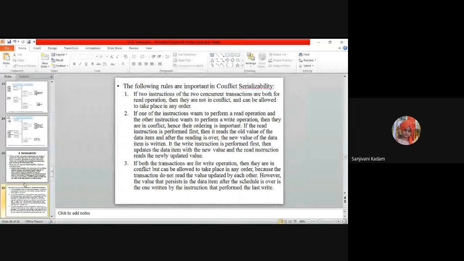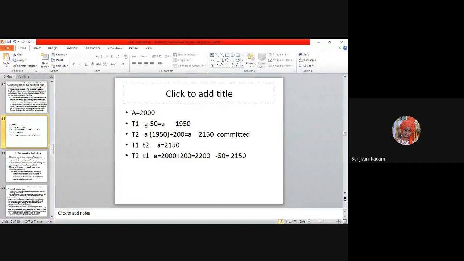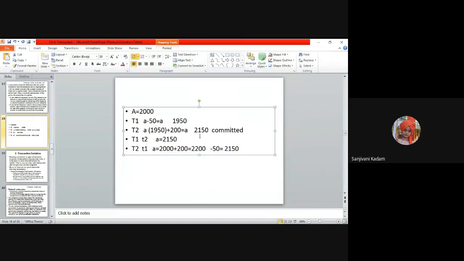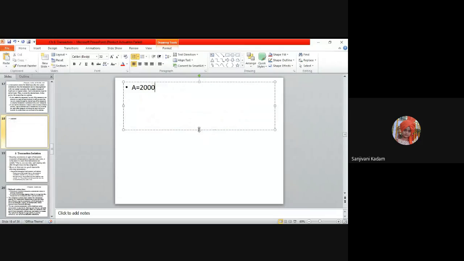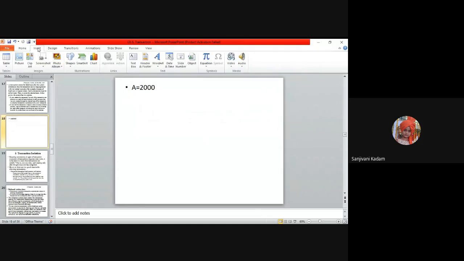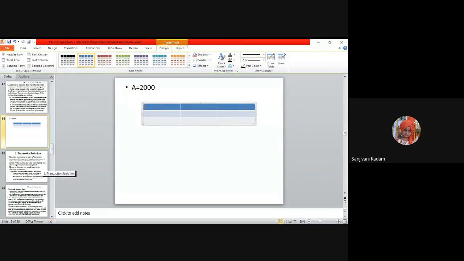So I will take an example here. Consider that T1 and T2 are there. I will insert a table here. Right now we are willing to execute two transactions, and consider that we have A equal to 2000. So here I have T1, and here I have T2. T1 is performing a read operation, and T2 is also performing a read operation.